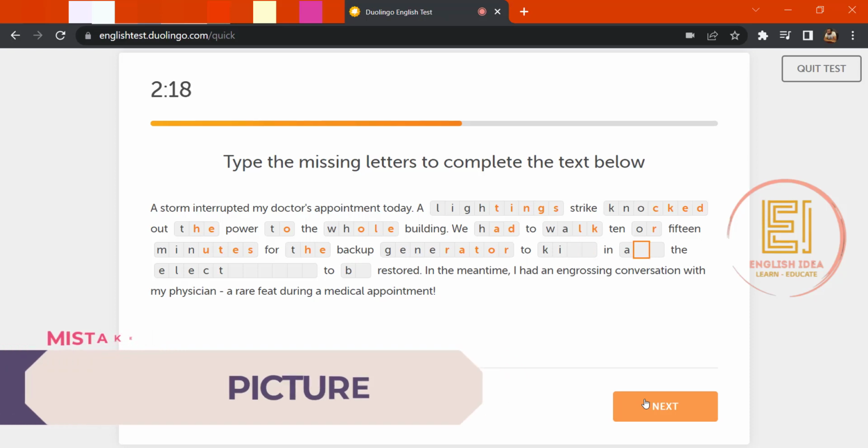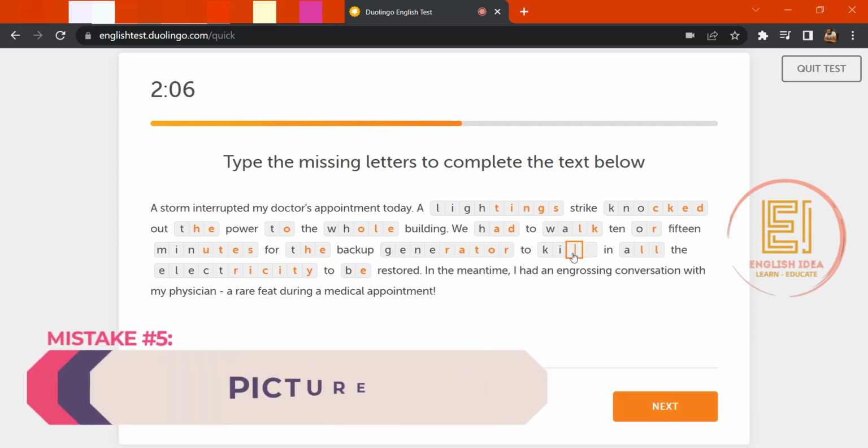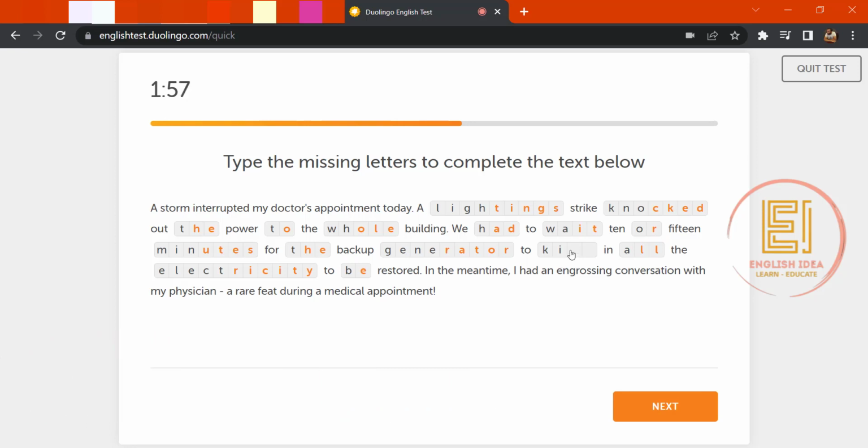To avoid this, remember, while you are taking the picture, sit in a well-lit room, and while taking the picture of your ID, see properly. Your ID should be completely in the box, and your fingers shouldn't be covering any information in the ID.